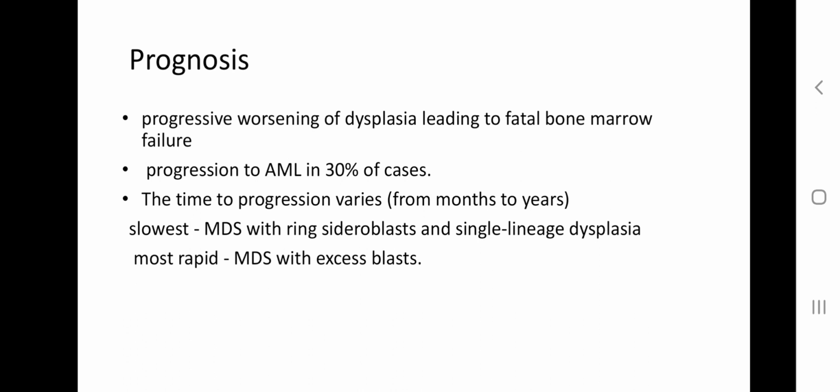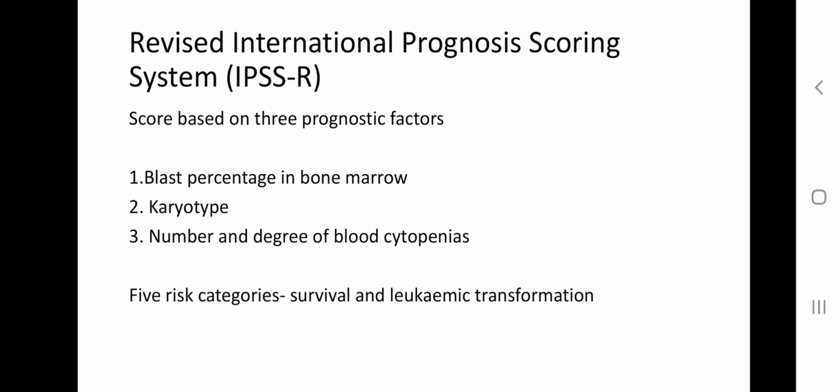It is a pre-leukemic condition. The time to progression varies from months to years. The slowest progressor being MDS with ring sideroblast and single lineage dysplasia, and most rapid being MDS with excess blast, which is very obvious because about 5 to 19% blasts are seen in bone marrow in MDS with excess blast, and when it becomes more than 20%, that's when you call it a leukemia.